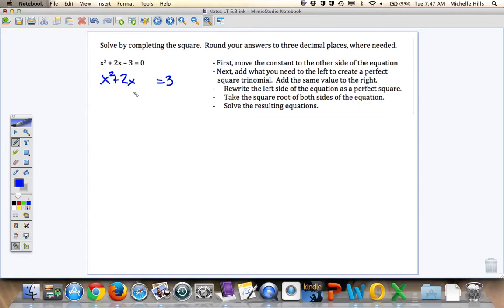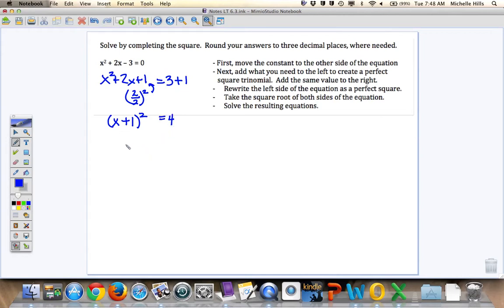So what I'm going to do is take the coefficient of the x, divide it by 2, and then square it to get the number that needs to go here. Well, 2 divided by 2 is 1, squared is 1, so I would have to add 1 to this side to make this a perfect square trinomial, and to maintain balance in my equation, I'm going to add 1 to the other side. This is actually (x + 1) squared. And this side then is 4.